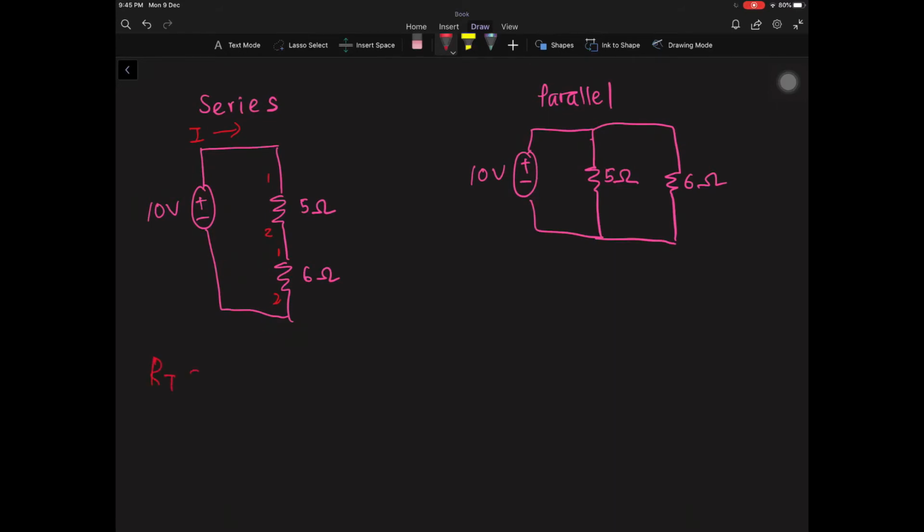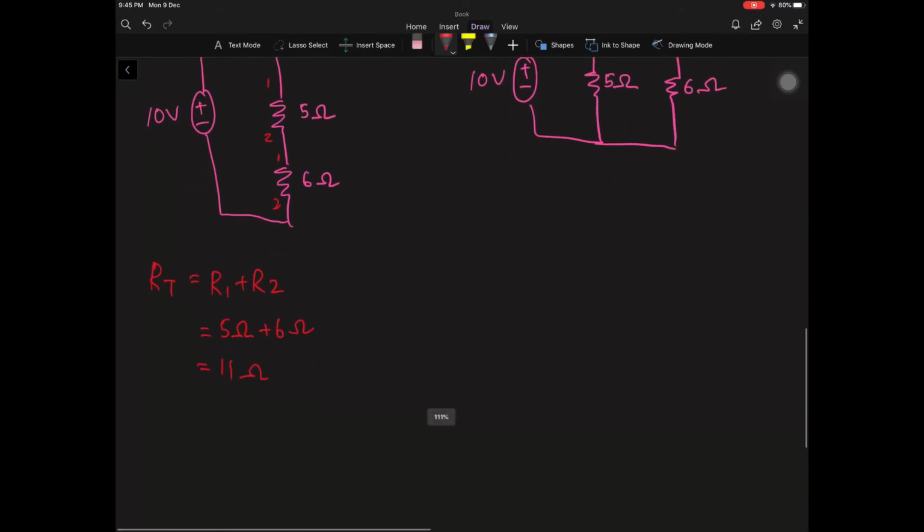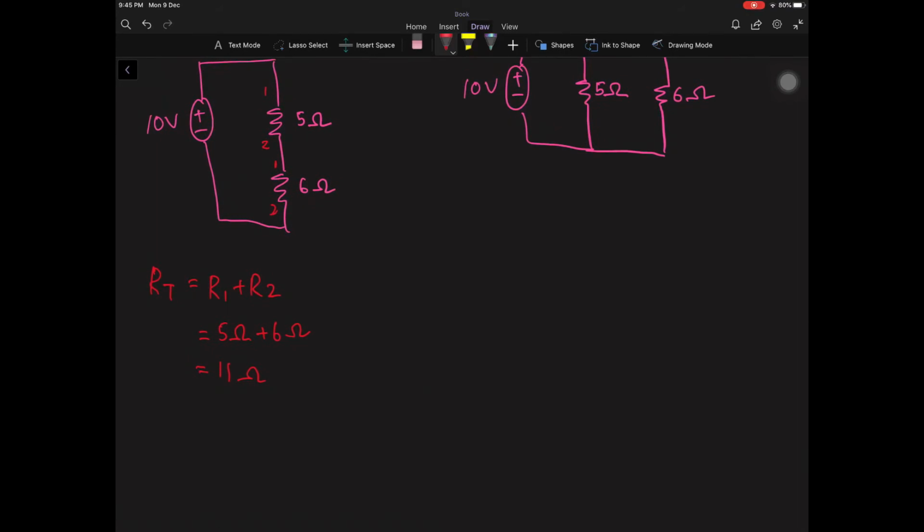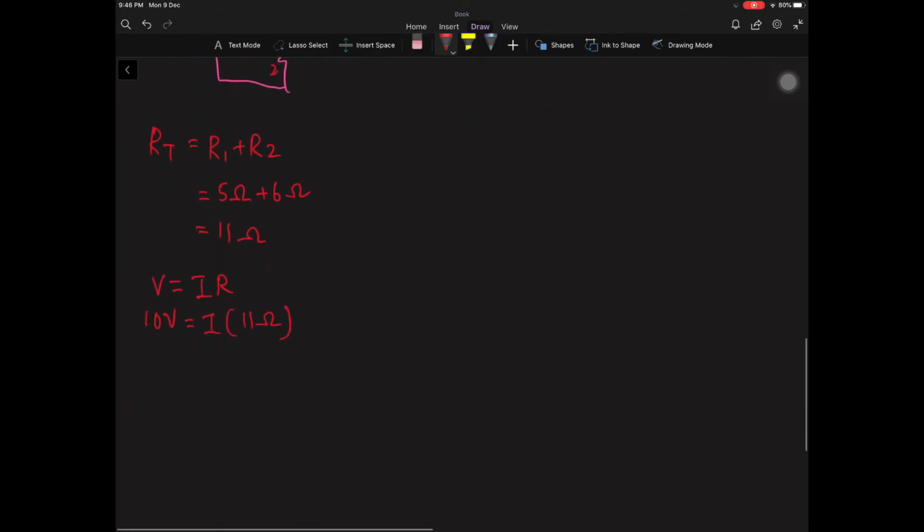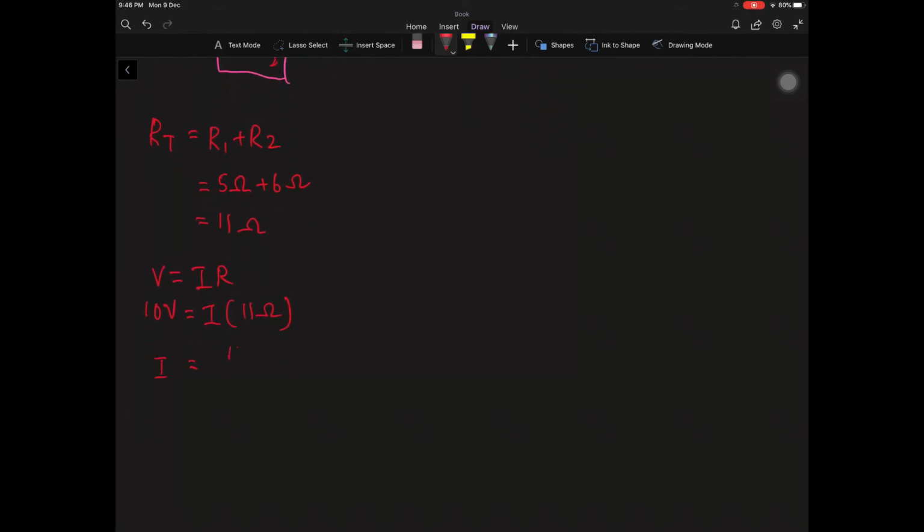So in series, RT equals R1 plus R2. So 5 ohm plus 6 ohm, 5 plus 6 equals 11 ohm. By using Ohm's law, V equals IR, V equals 10 is given, I we don't know, and R is 11 ohm. The current I will be 10 divided by 11, equal to 0.91 ampere.